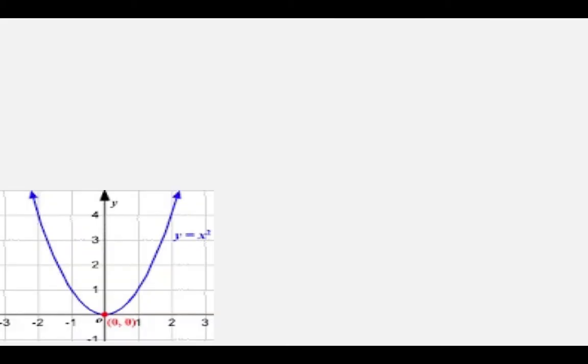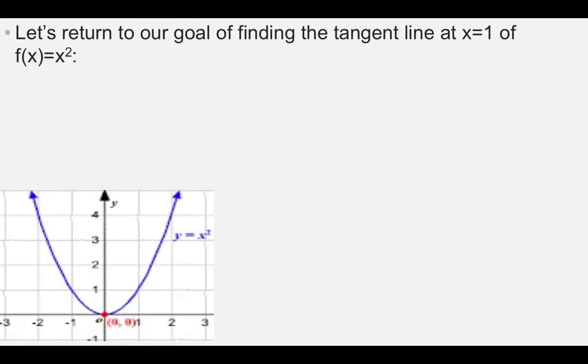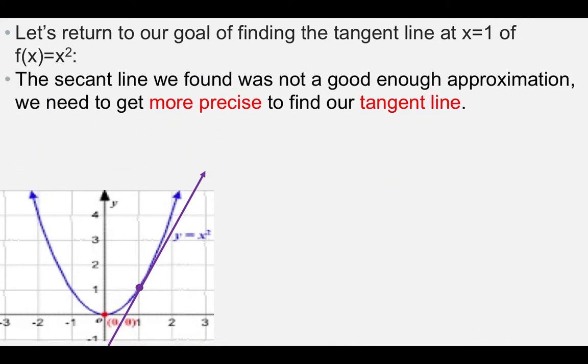Alright, so we're going to take a look back into our original function that we were studying, y equals x squared right here, basic parabola. And we're going to be trying to find the tangent line at x equals 1. So right here at this point right here. Our goal is to find the equation of this purple line that's touching the graph at exactly 1 point at x equals 1, or at 1 comma 1.